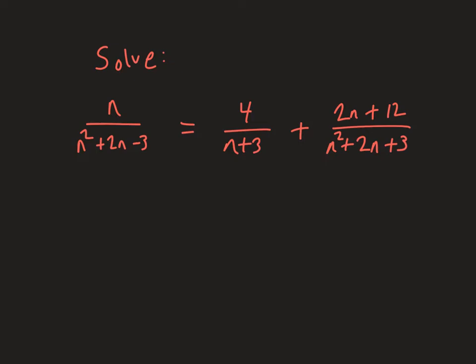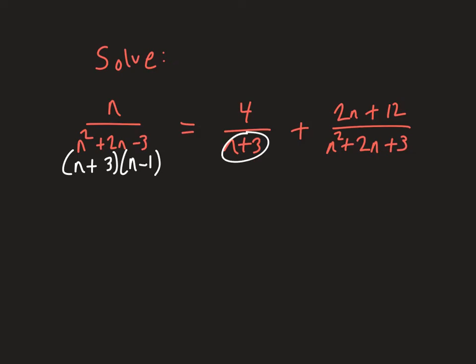All right, so let's solve one more equation. This one is a little bit larger. We're going to have to do some factoring in the denominators if you notice. So pretty much anytime you see something that's factorable, let's try to factor it. So the n squared plus 2n minus 3, we could write as n plus 3 times n minus 1.